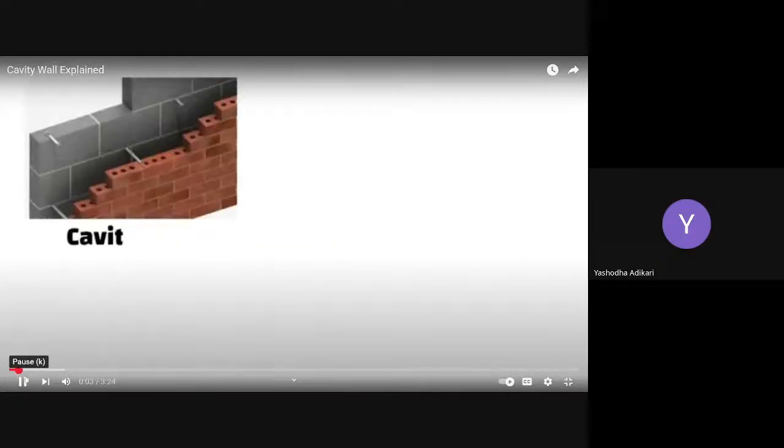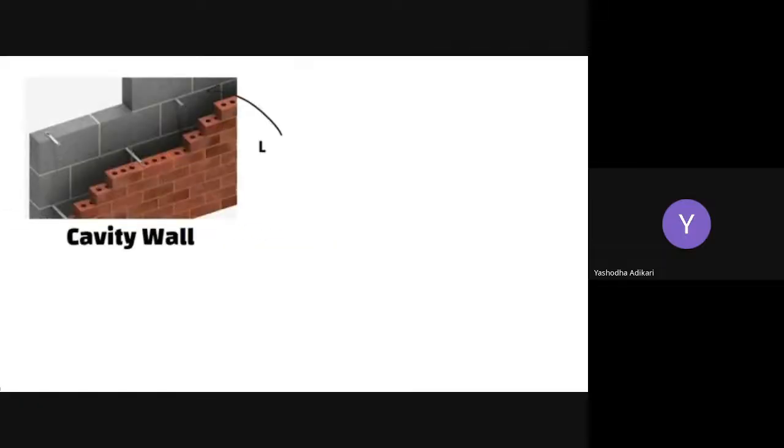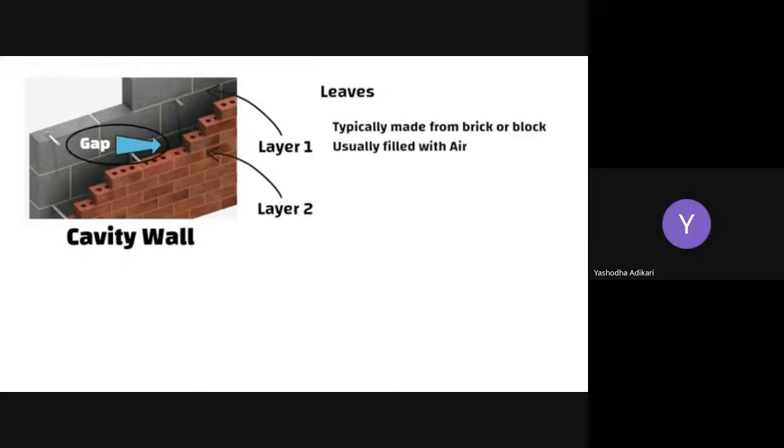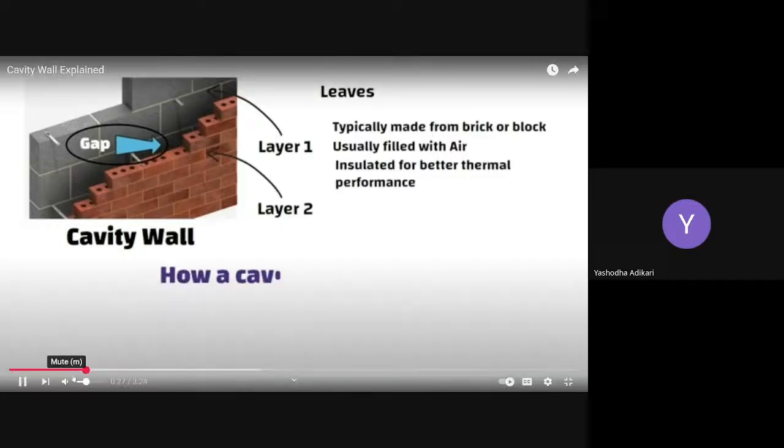A cavity wall in construction refers to a type of wall built with two separate layers or leaves of masonry or brickwork with a gap, that is a cavity, between them. The two layers are typically made from brick or block, and the gap is usually filled with air, though it can sometimes be insulated for better thermal performance. Let us understand how a cavity wall works.